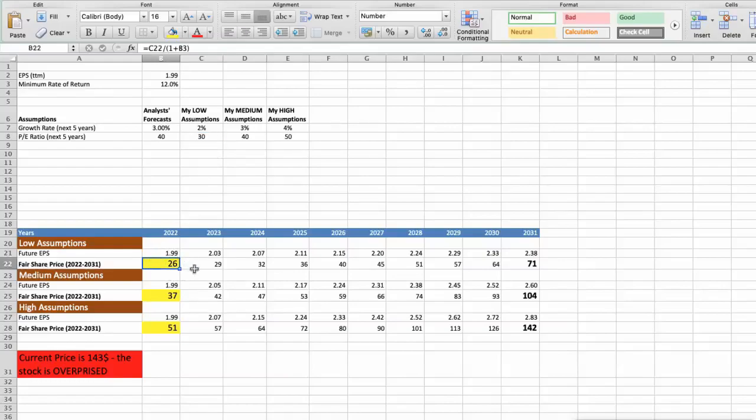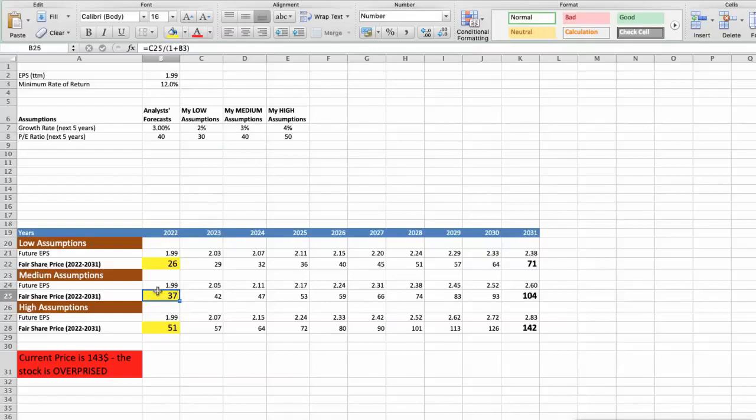Second scenario. Clorox will have average performance in the next 5 years, and we will use the following parameters in our calculation. Future growth rate would be average, 3%. Future P/E would be average, 40. In this case, the fair value of the stock today would be $37.